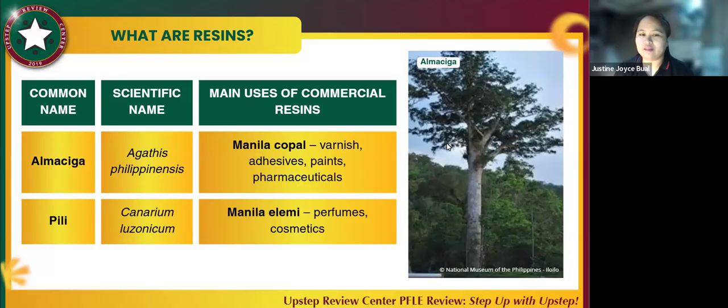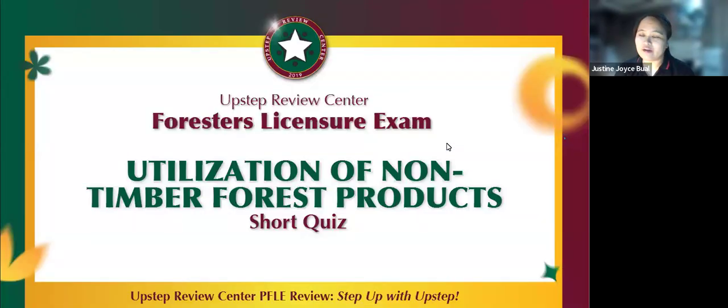For the second species, the name of its commercial resin is Manila Elemi. This is typically used for perfumes and cosmetics. So all of these products, or NTFPs, highlight the economic and ecological value of preserving forests, not just for wood, but also for materials that are very useful to us in our day-to-day life. That is the end of the brief review on the utilization of NTFPs.